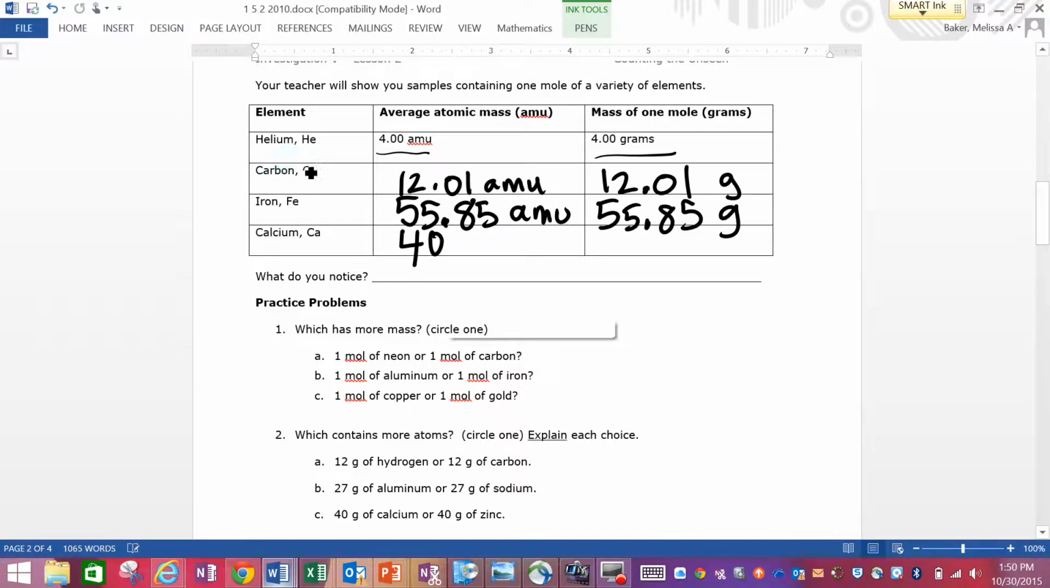Calcium, average atomic mass, 40.08. What that means is 1 mole of calcium atoms would weigh 40.08 grams. So what do you notice here? You notice that 1 AMU is equal to the mass of 1 mole in grams.